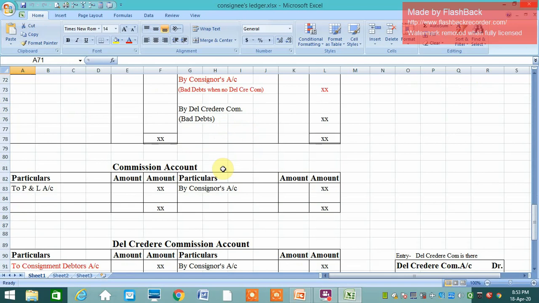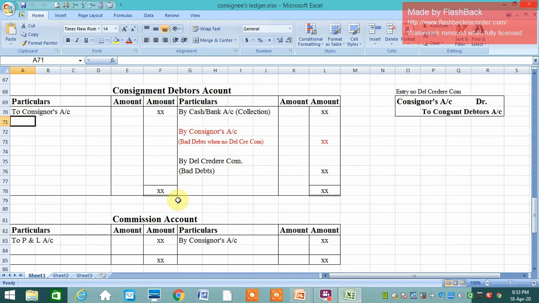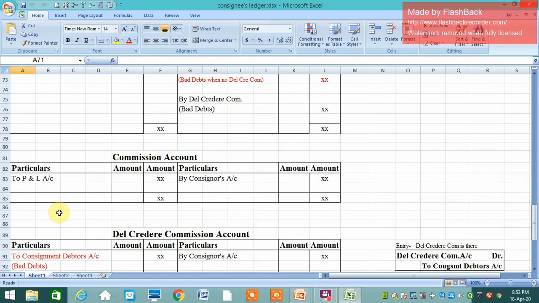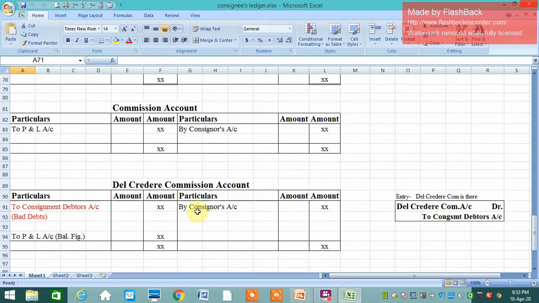Then you have to prepare the commission account. This is the second effect of this normal commission, ordinary commission, by consignor's account, and the difference you have to transfer to profit and loss account. This is the second effect of what we have written in consignor's account, on the debit side, to Del Credere Commission. This is the second effect by consignor's account.